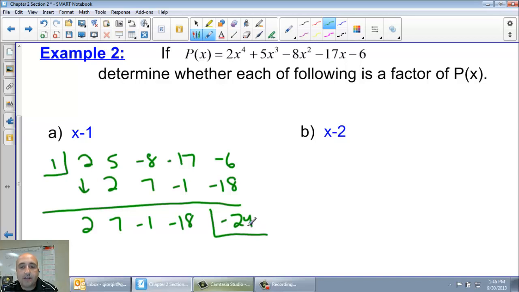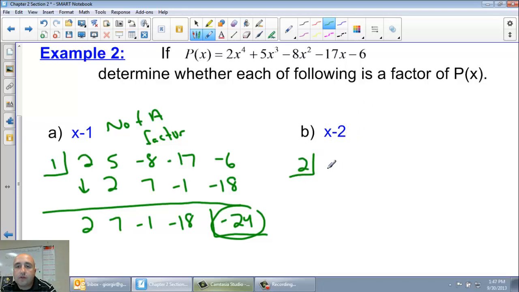So is x minus 1 a factor? If this is 0, it is. If it's not, it's not. So not a factor. It has to equal 0. So not a factor. Okay? Let's do the same thing now with x minus 2. So instead of minus 2, we're putting in 2. Same coefficients, 2, 5, negative 8, negative 17, negative 6.